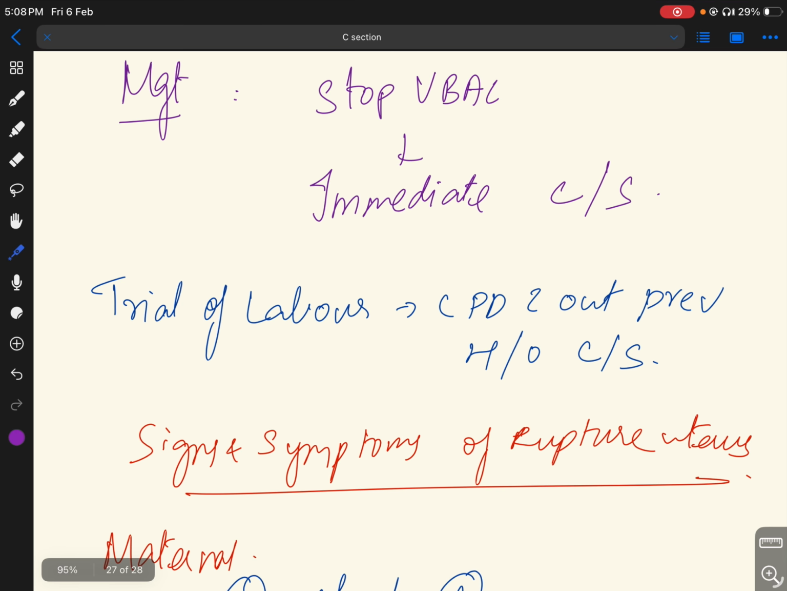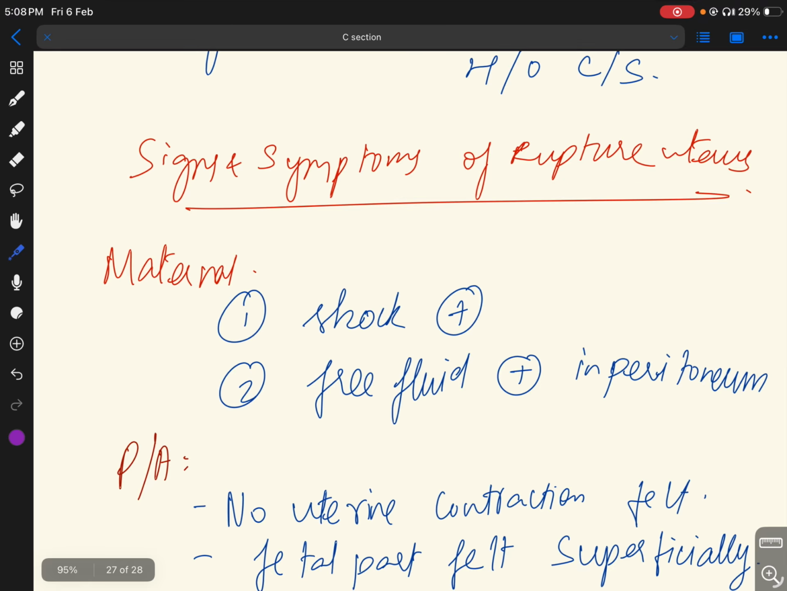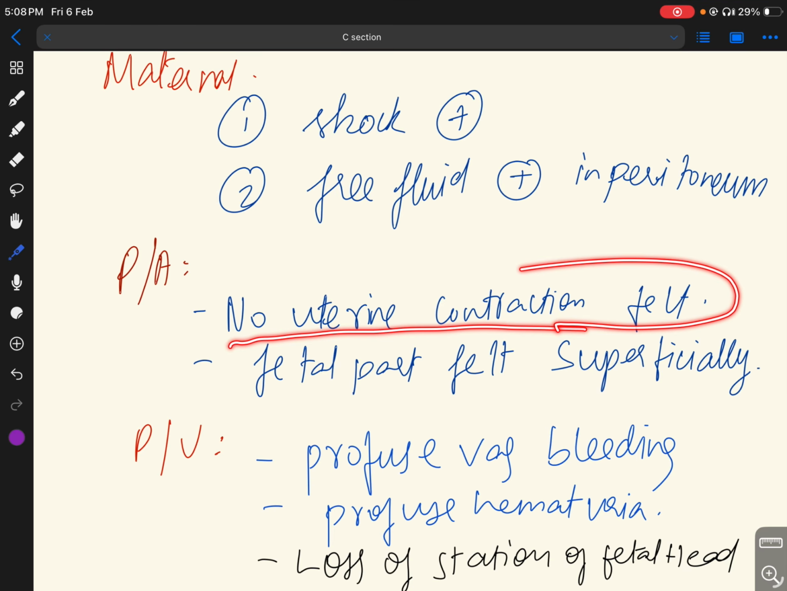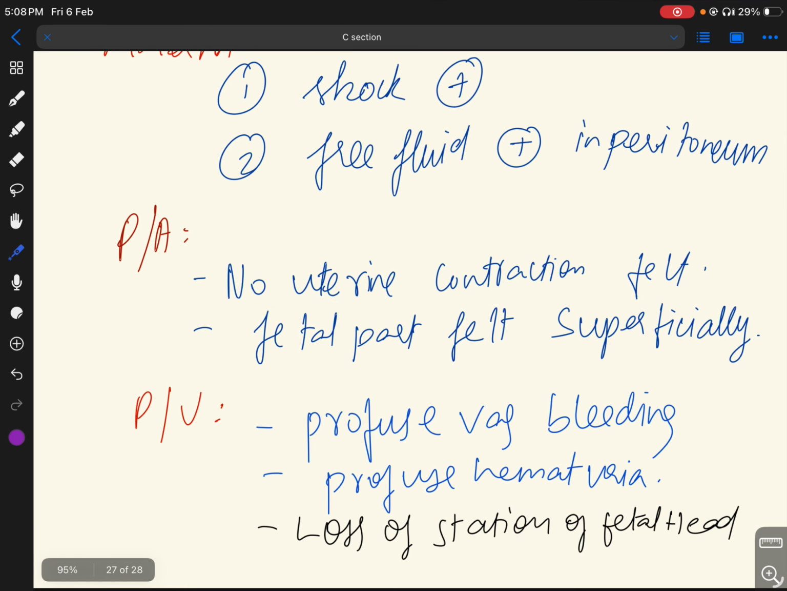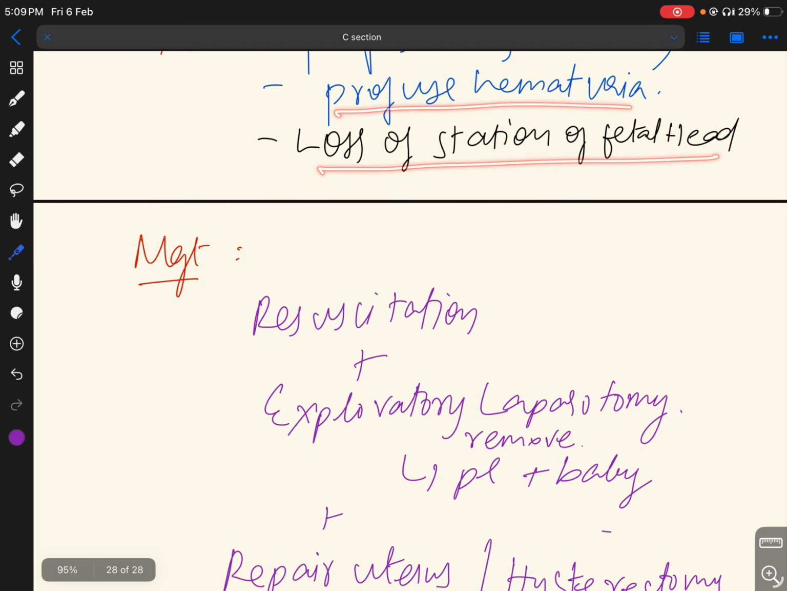Trial of scar and trial of labor are two different terms. Trial of labor is where you are trying labor for CPD without previous history of C-section. What are the signs and symptoms of rupture uterus? In case of maternal, you will be having shock and free fluid present in the peritoneum. In per-abdominal examination, you will have no uterine contractions felt because the uterus is ruptured, and you will be feeling fetal parts superficially. In per-vaginal examination, you will have profuse vaginal bleeding, profuse hematuria and loss of station of fetal head.